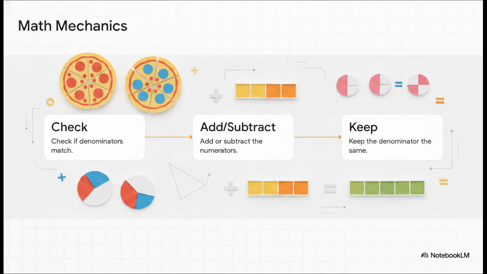My absolute promise to you is this. If you can count slices of pizza, you can easily add and subtract fractions. Let's walk through these mechanics like a foolproof recipe. Step 1, check if your denominators match. If they do, awesome. You're ready for Step 2, which is simply to add or subtract your numerators. Finally, Step 3, and this is absolutely crucial. You keep the denominator exactly the same. The denominator never changes here, because think about it. The size of the slices hasn't changed.